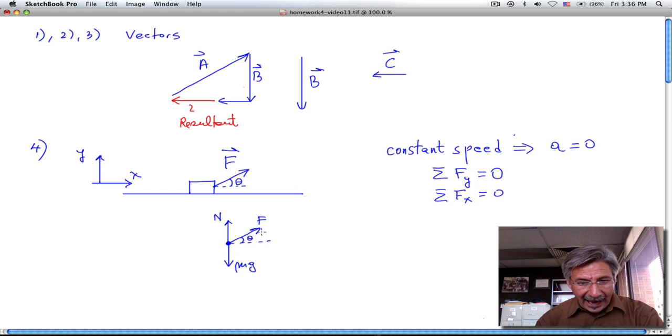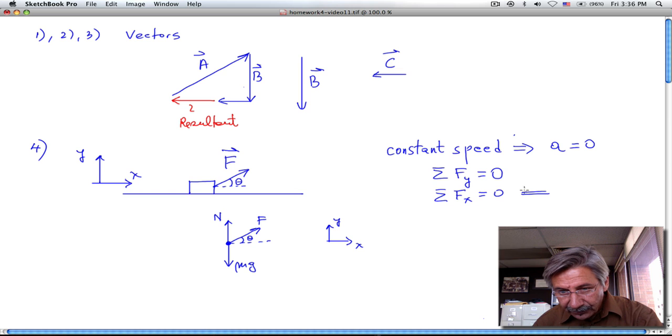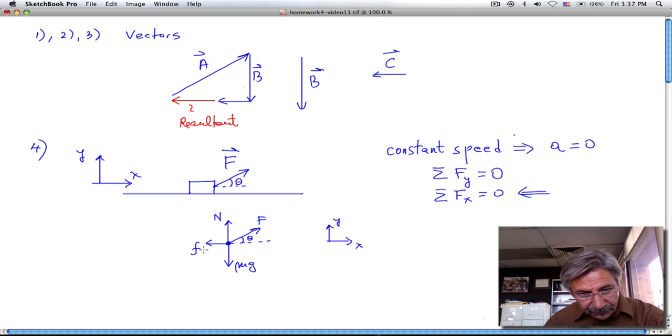theta. And because there is a net force F in the x direction, something has to balance the horizontal component of the F force in order for the sum of the forces in the horizontal direction to be 0, in order for the object to move at constant speed. That force is friction. So now you know that this force friction is just the horizontal component of this force.